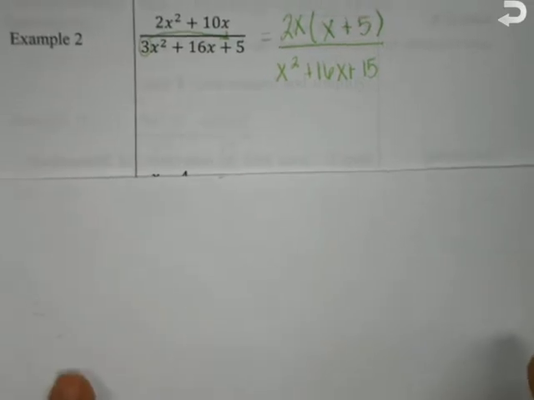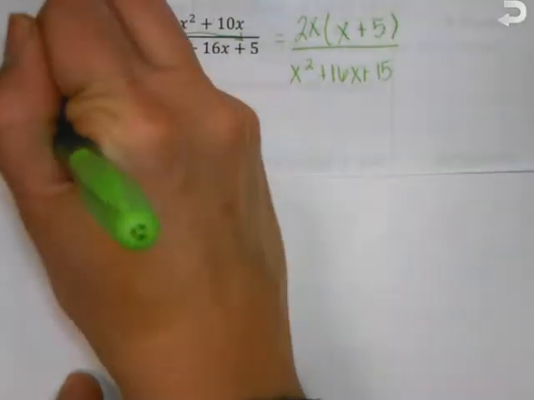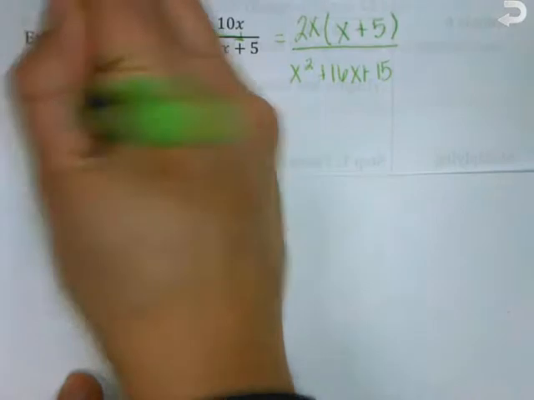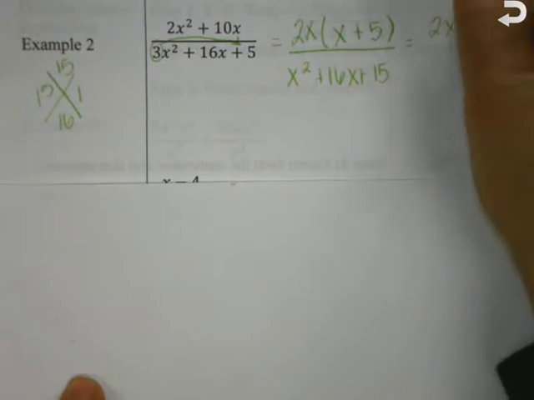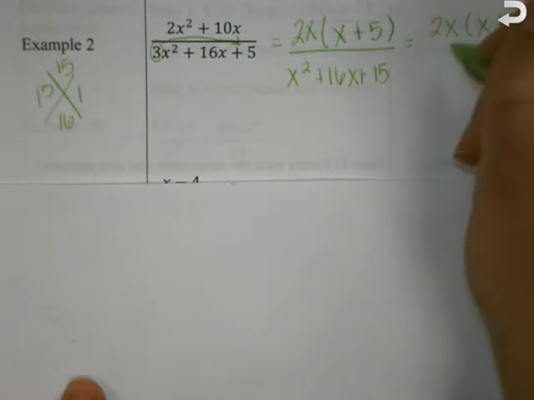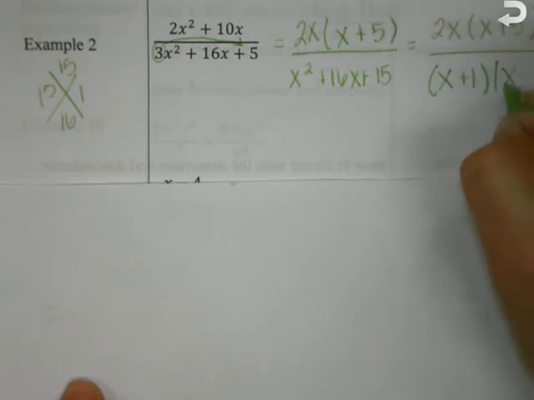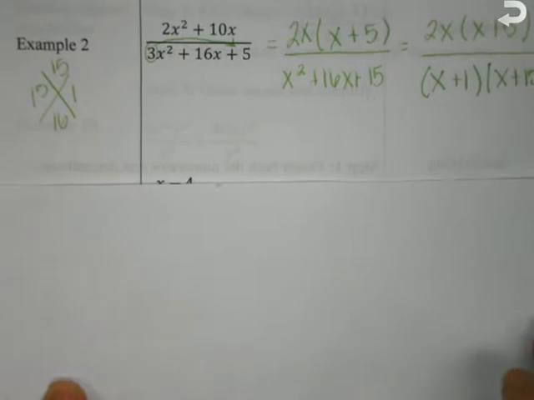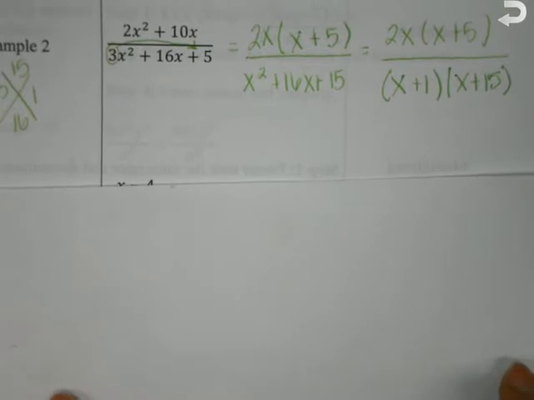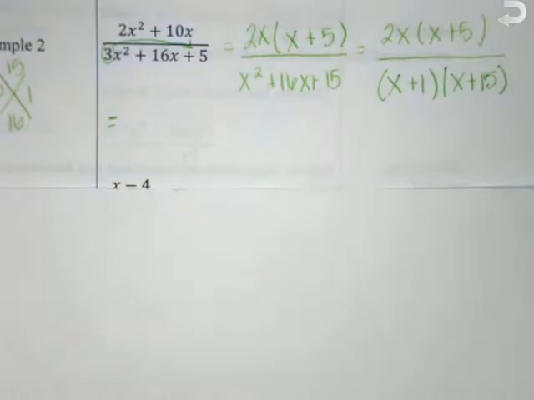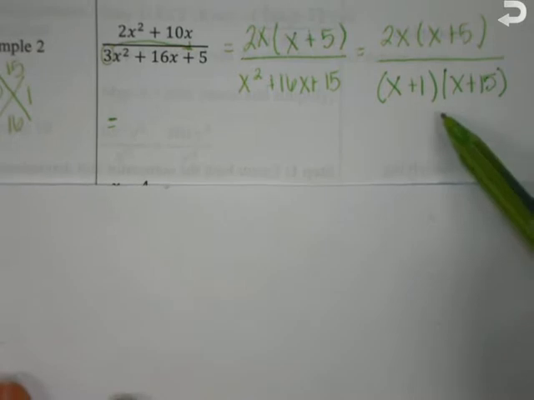From here, what can I do? Diamond. So give me two numbers that multiply to 15 and add up to 16. 15 and 1. So that comes out to 2x times x plus 5 on top. X plus 1 and x plus 15 on the denominator. Okay, now very common mistake. A lot of students stop here, but I'm doing bottoms up, so I'm not finished yet.